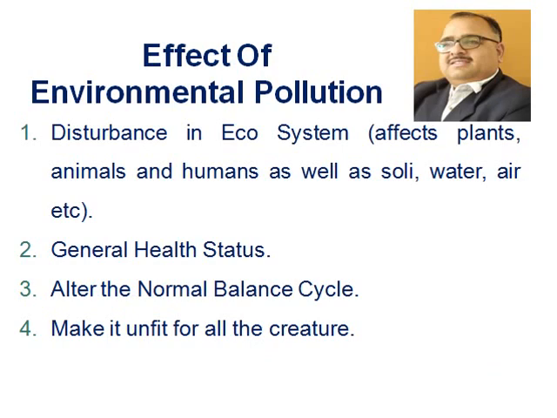So what are the effects of environmental pollution? Environmental pollution disturbs the ecosystem. We know the ecosystem is a harmony between the non-living and living creatures, which makes a proper system for the development of organisms. So it definitely affects plants, animals, humans, as well as the soil, water, and air. So there will definitely be a disturbance in the ecosystem.